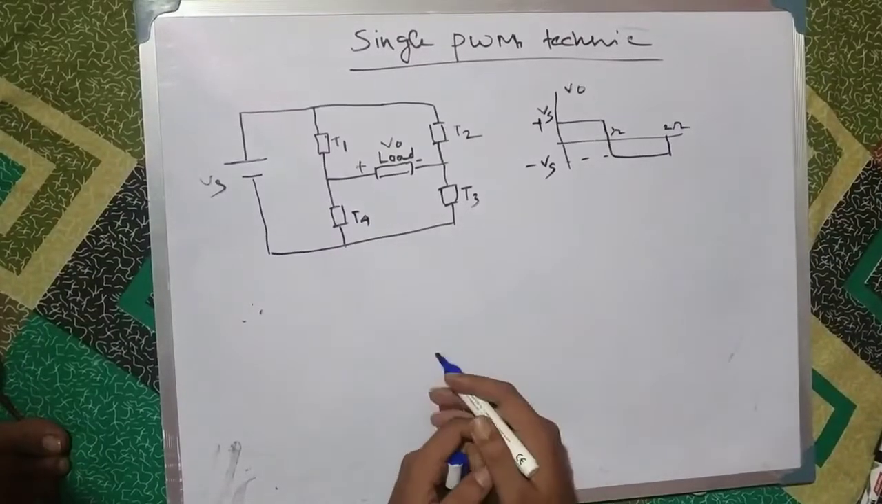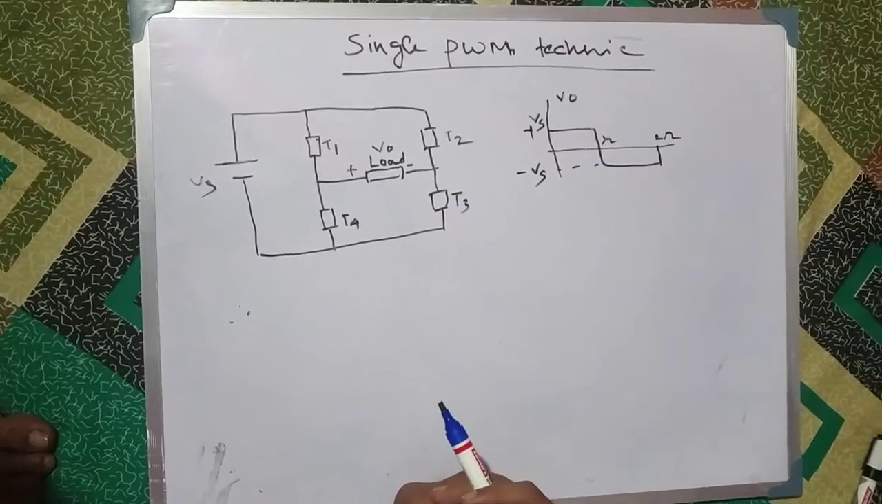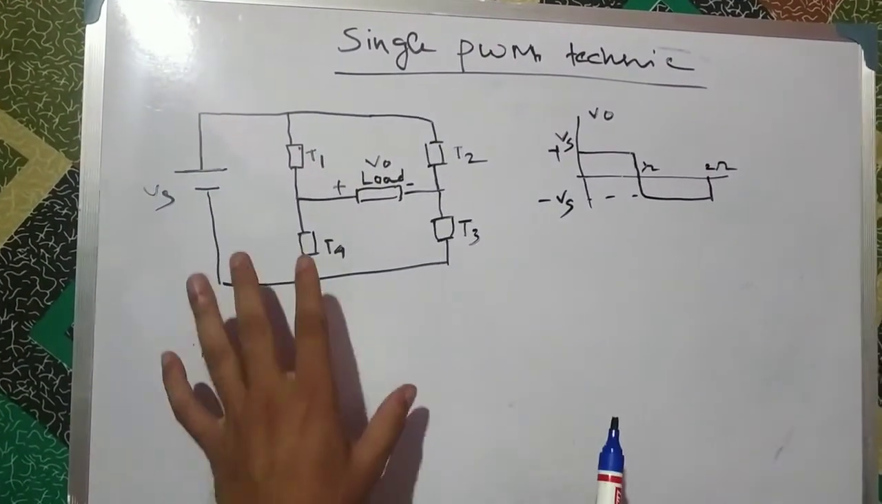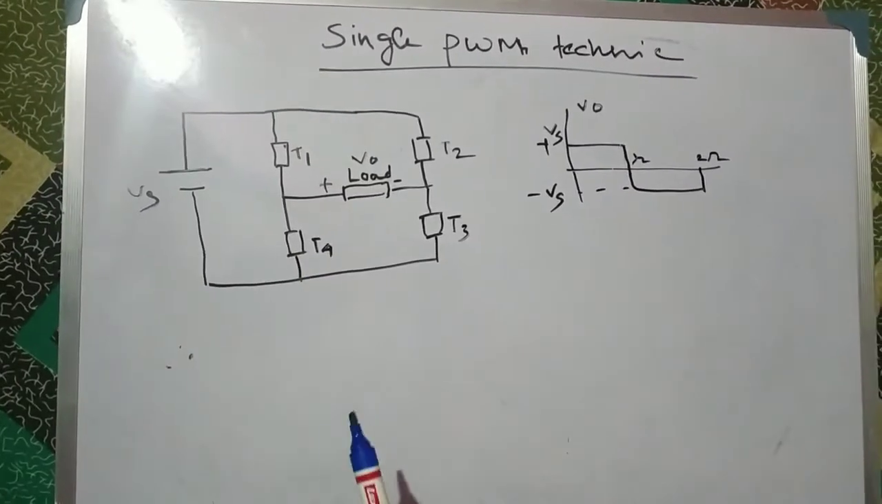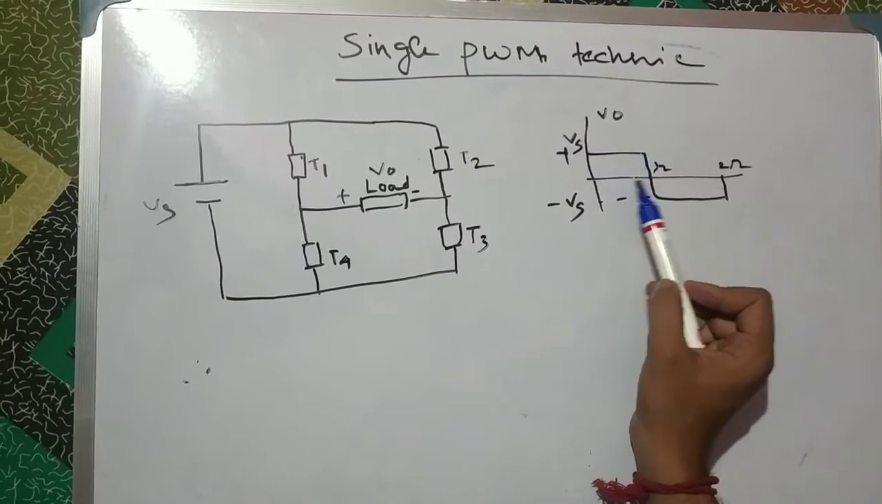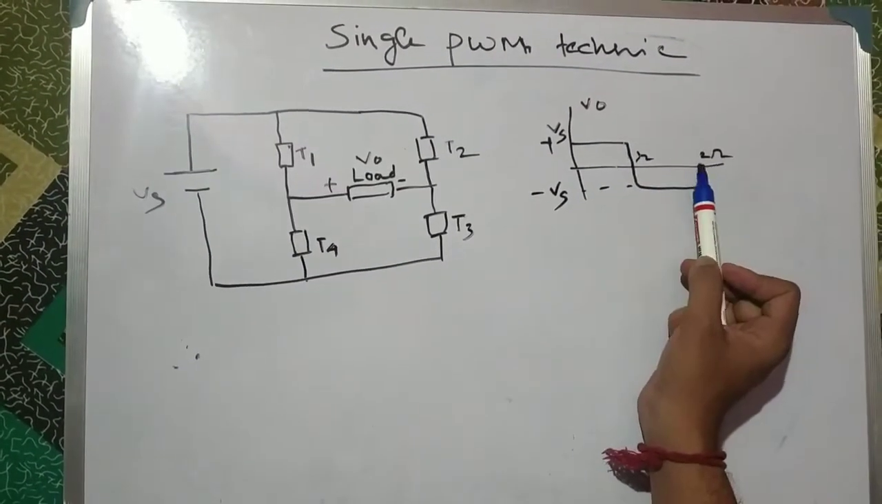Discuss the single pulse width modulation technique in a single phase full bridge inverter. For a normal single phase inverter, the output voltage is positive Vs for 0 to pi and negative Vs for pi to 2 pi.